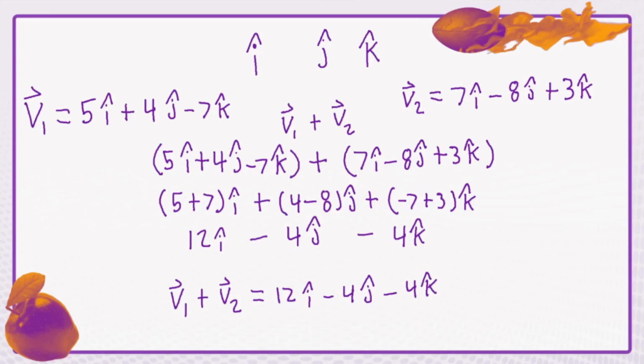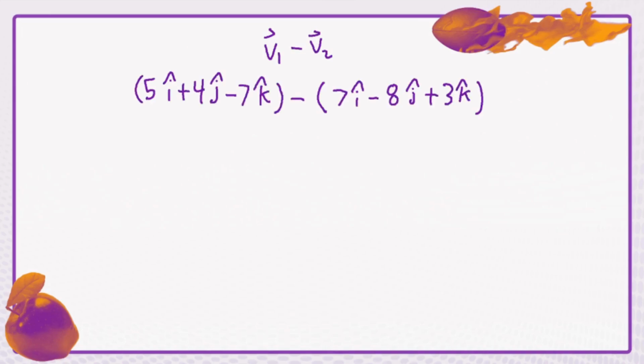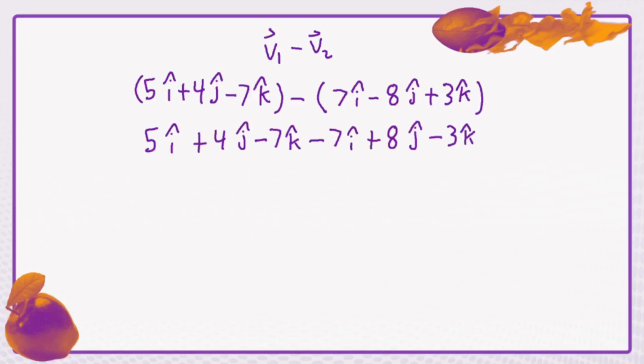Now let's try subtraction. Subtraction is almost the same as addition with only one difference, and that's distribution. When we subtract a vector, since we can't combine components, we need to distribute the negative to each component separately. Let's try finding v1 minus v2. Here, what we want to do before combining like terms is to distribute this negative to the i, j, and k components of v2. Now that we've done that, let's try combining like terms and solve.